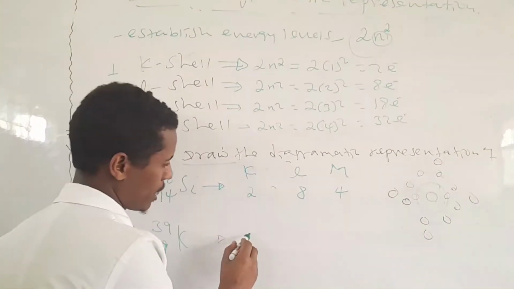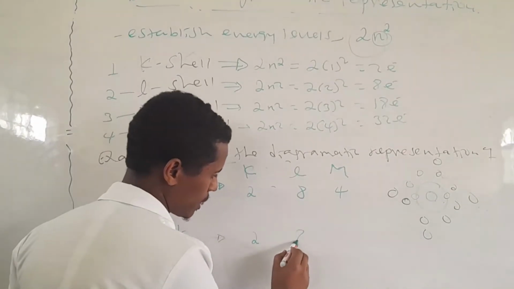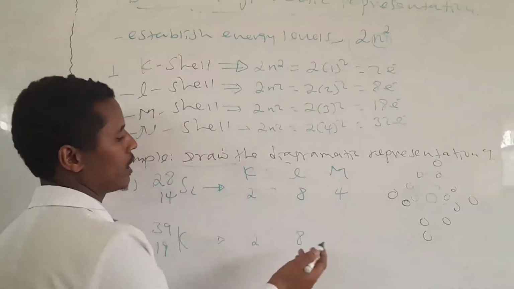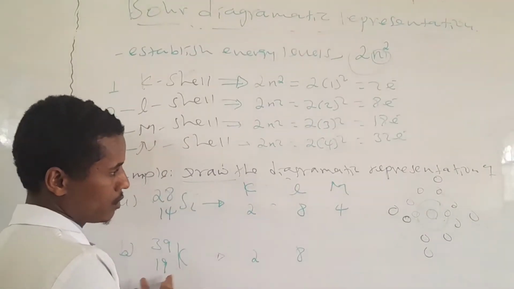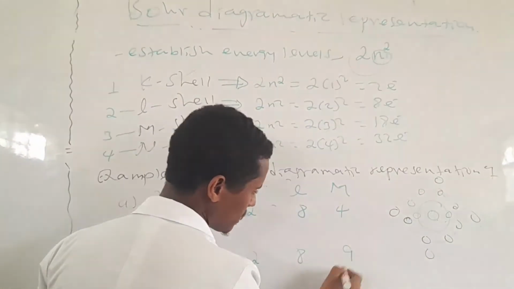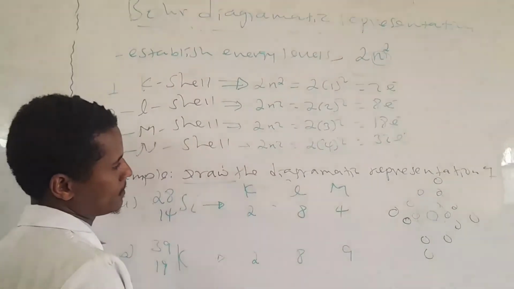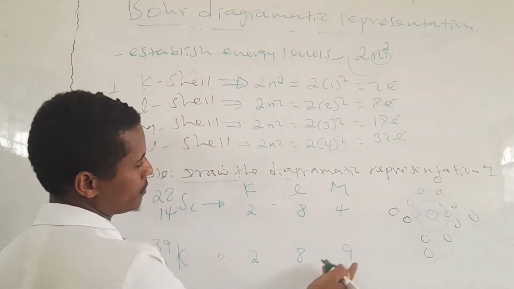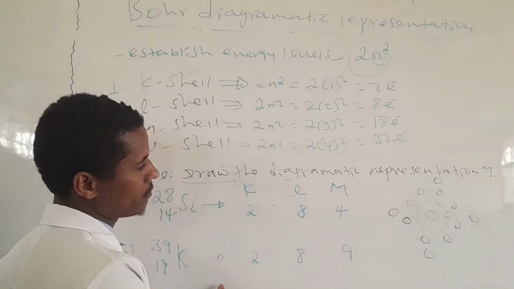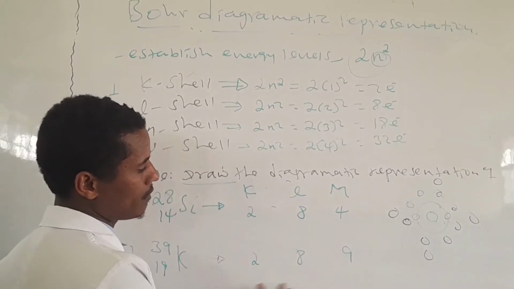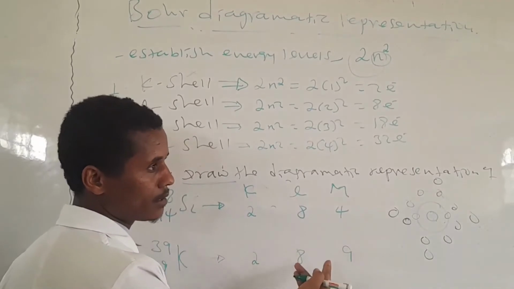What about potassium? K holds a maximum of 2 electrons, L holds a maximum of 8 electrons, and how many electrons are remaining? 9 electrons are remaining. So 9 electrons can be put under N, but this representation is not correct because for main group elements, the valence electrons are equal to the group number and the period number.